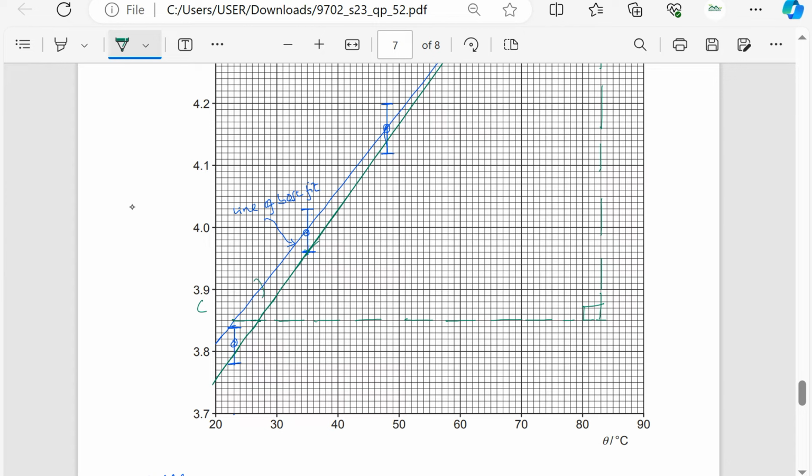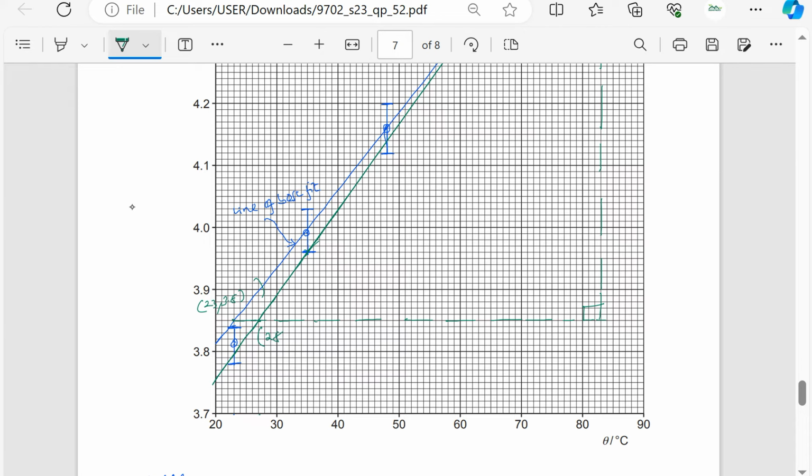For blue, I have the x value is 23, I think, and the y value is 33.85. 1, 2, 3, 4, 5. Then for green, I have this point here. The x value is 28. Is it 28? No, it is 27.